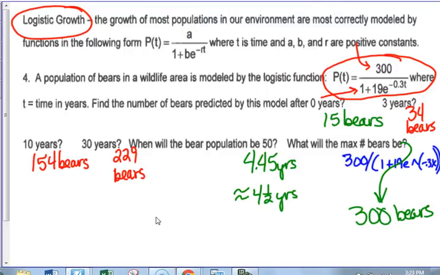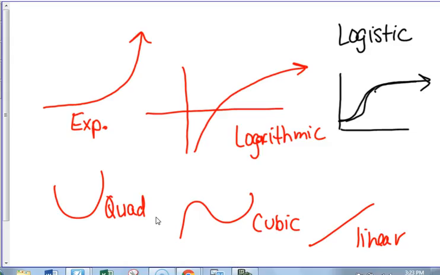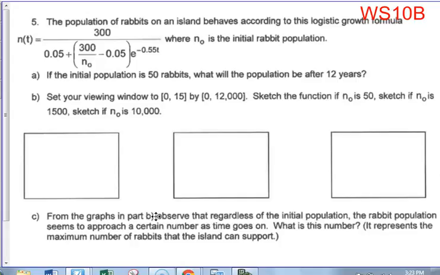Great question. Wait, did I get the same answer? I solved it. I was right. What was the answer? 4.45. Oh, I got that. We did it right. Good job.